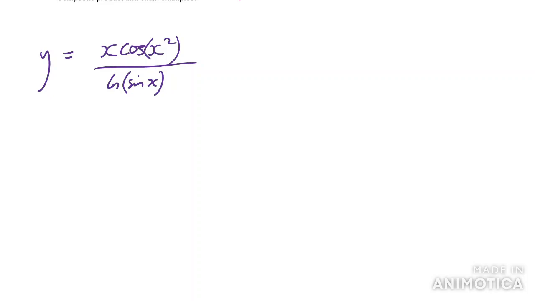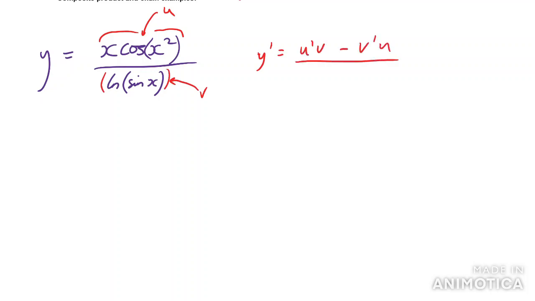So we know that this is a quotient rule. If we call this whole thing on top u, and this whole thing on the bottom v, we know that y dash is going to be u dash v minus v dash u over v squared. And then all we need to do is work out individually what these things are. So u dash, well, that's just going to be the product rule on top. So that's going to be cos x squared, because the x differentiates and we leave the second one alone, plus the x left alone times the second one differentiated.